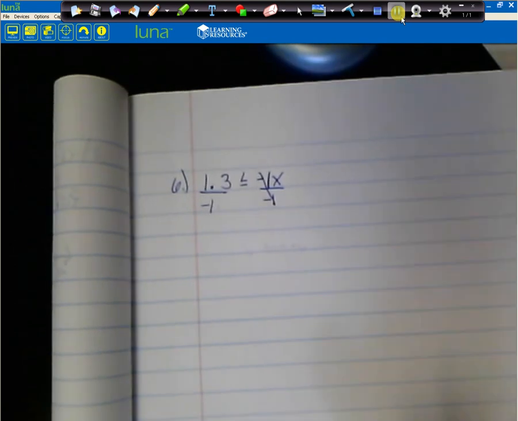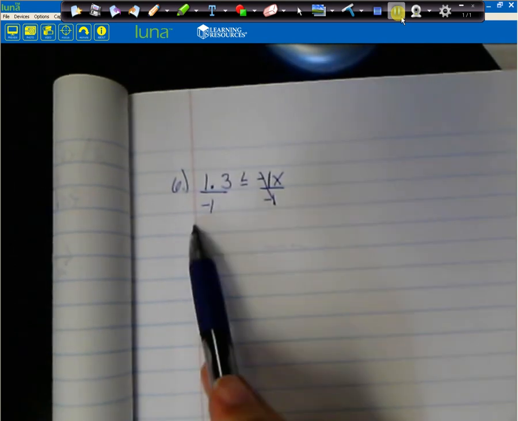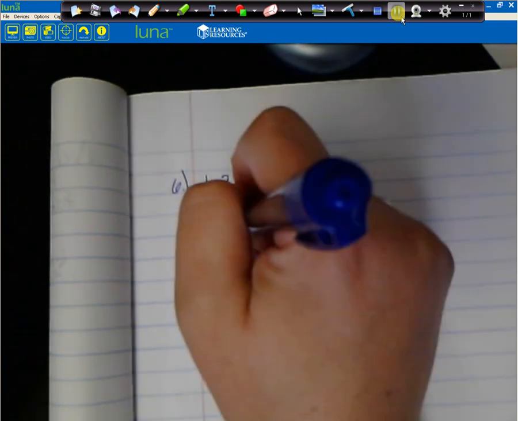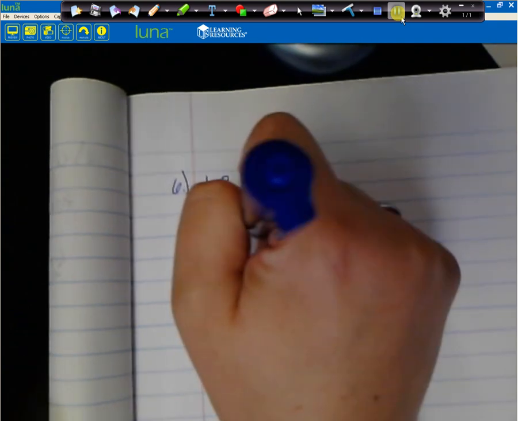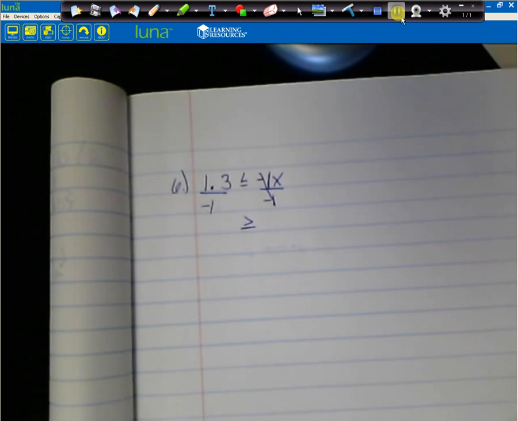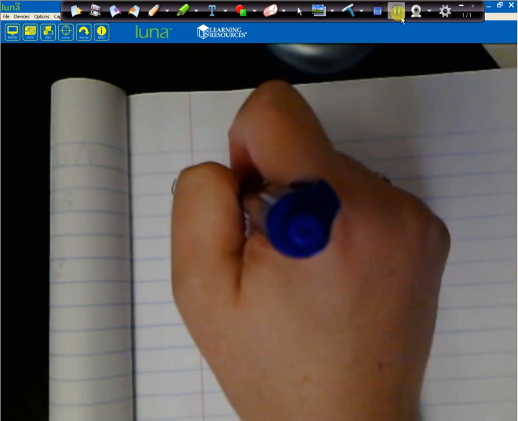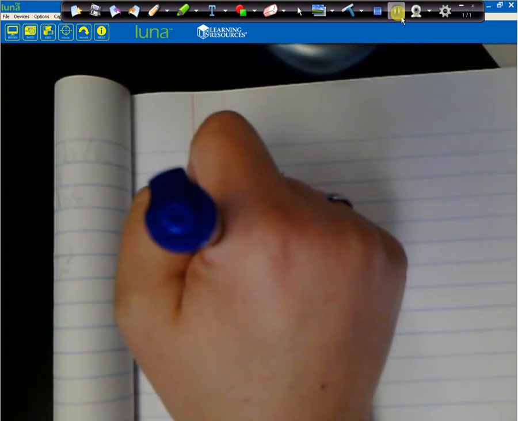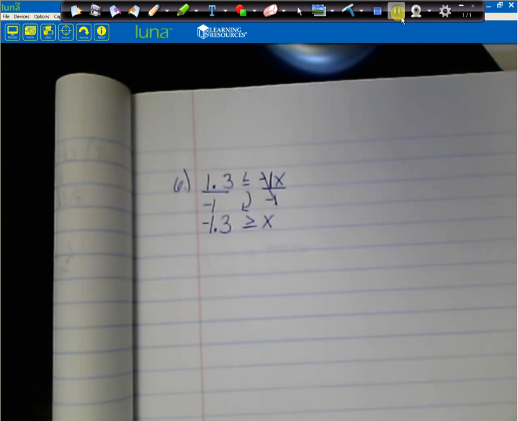Now, if you look, I just divided by a negative number. So anytime I divide by a negative, my inequality symbol is going to need to flip around. So it's going to go from less than or equal to, to greater than or equal to. So you're going to flip that over. 1.3 divided by negative 1 is going to be negative 1.3.